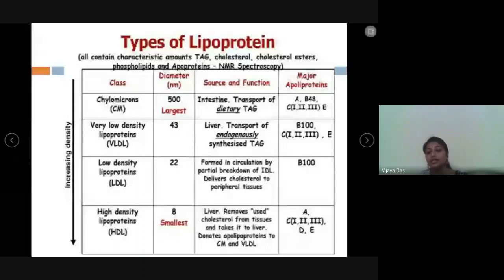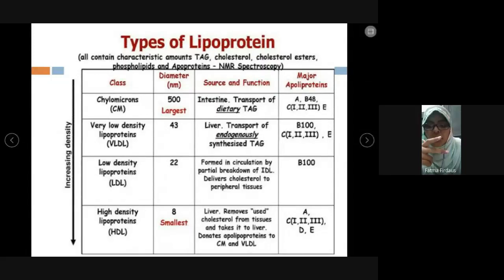Actually, it is believed that this apolipoprotein D eliminates B100. ApoB is eliminated because you see there is no ApoB, since it is replaced by ApoD. So you can say it helps in elimination of ApoB.